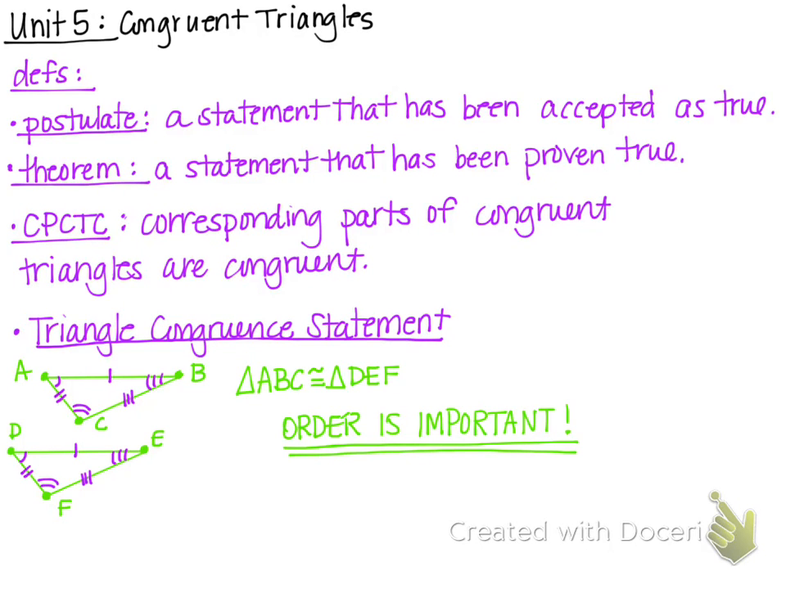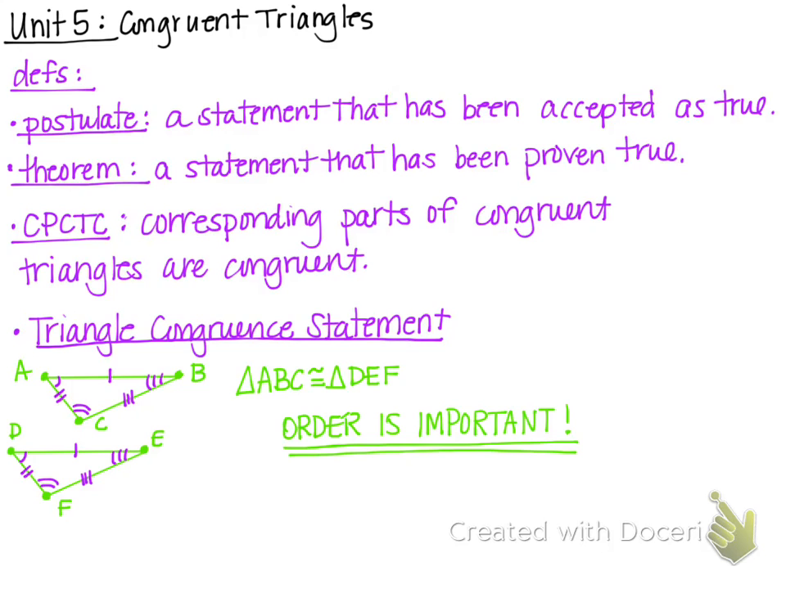Okay, so today we're going to start talking about congruent triangles. We've got some definitions we need to talk about. The first definition is postulate. A postulate is a statement that has been accepted as true. So it hasn't been proven. It just comes up over and over and over in math.